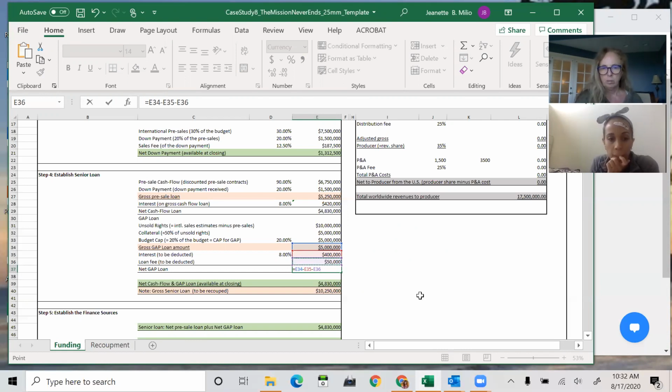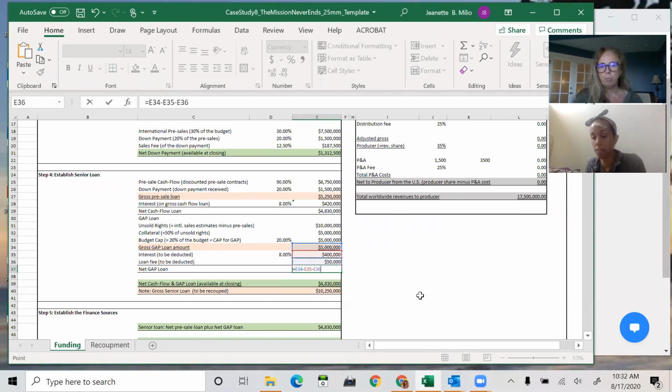The loan fee is 8%. So the loan fee is 8% of 450,000? No, the loan fee is 50,000 because it's just given to you in the assumption as a loan. It's just a flat fee of 50,000. Yeah, that's what it says. So the net gap loan is 5 million plus 450,000, right?